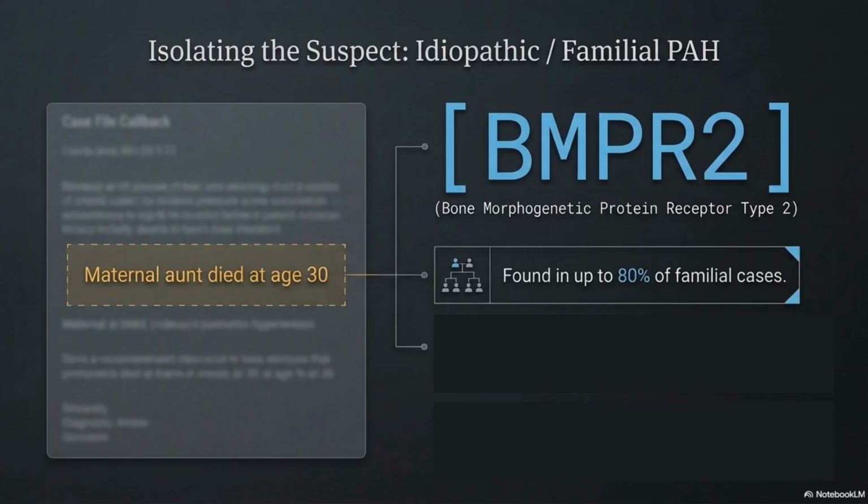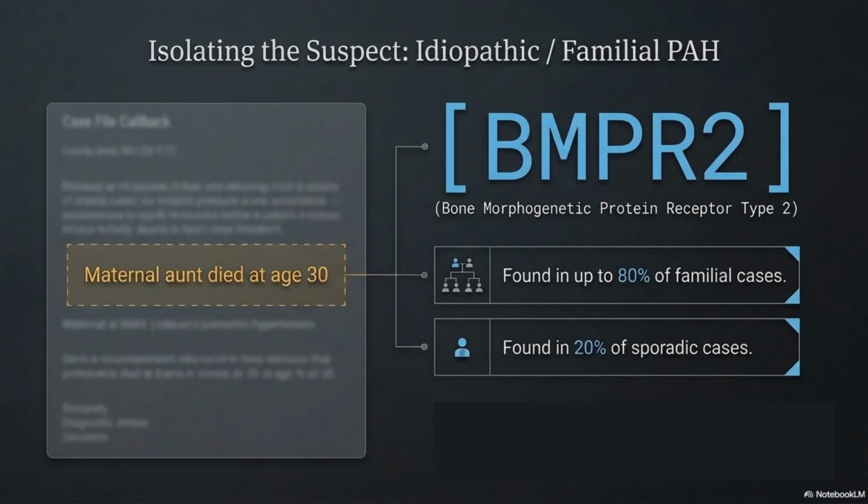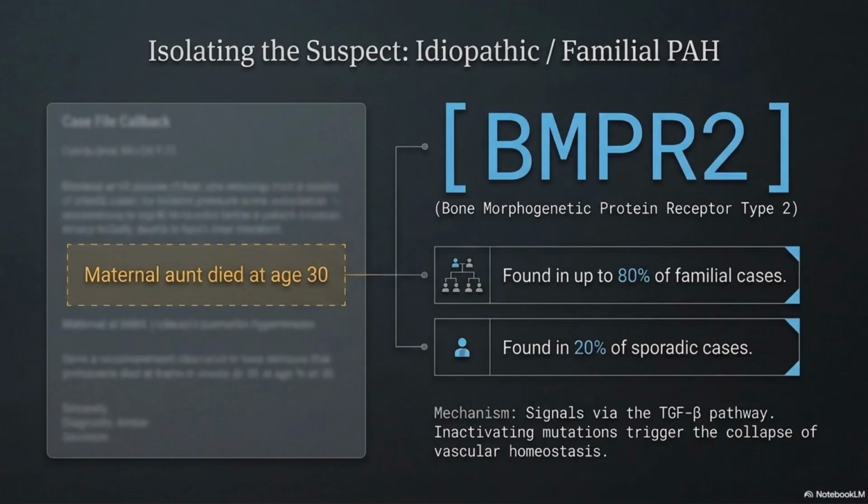This mutation is found in up to 80% of familial cases, and it is also found in 20% of sporadic cases. The mechanism of this receptor is that it normally signals via the TGF-beta pathway. However, when you have inactivating mutations, they trigger the total collapse of vascular homeostasis. I want you to think of this mutation as the cut brake line.